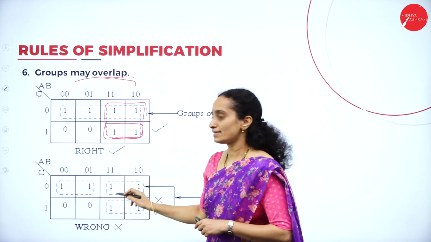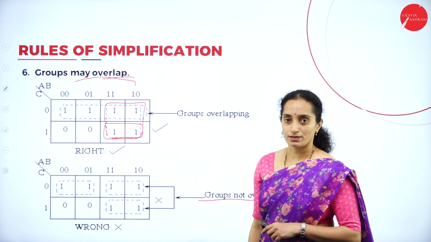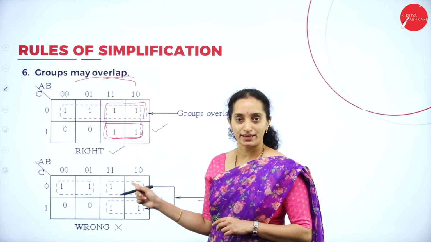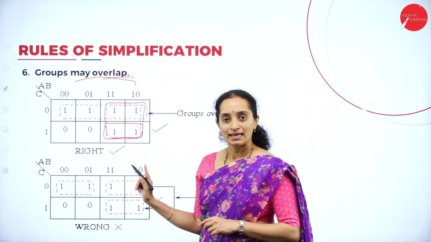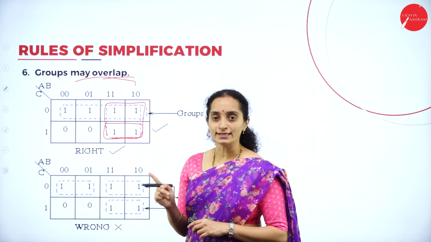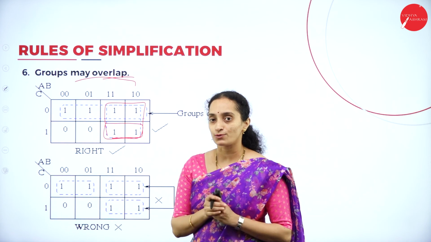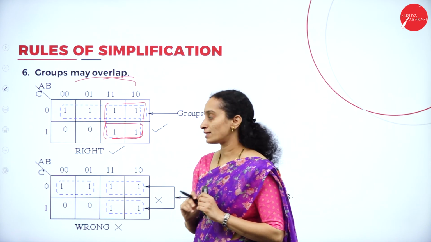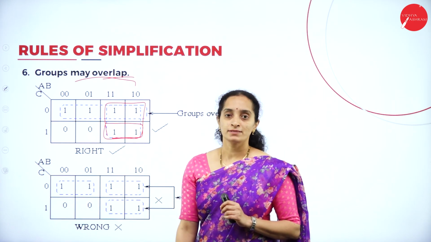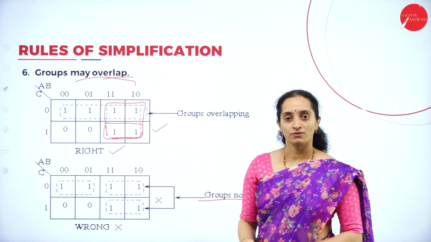Alright, this is not an overlapping group, but this is not the right method of simplifying the expression, because even though they are not overlapping, they are not fulfilling the fourth rule that the maximum number of ones must be included in the group, or it must be as large as possible. So that rule is violated. That means you can overlap the groups with the maximum number of ones.